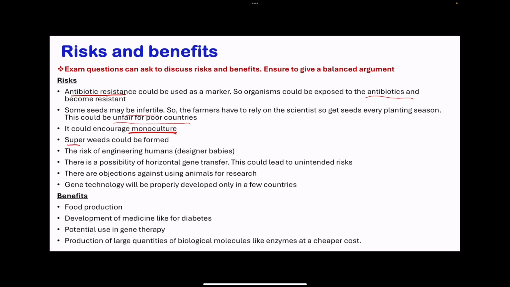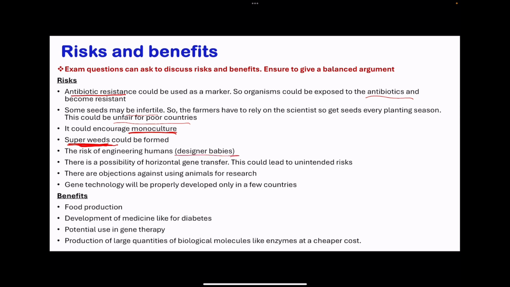It could also lead to creation of superweeds. This could be due to maybe horizontal gene transfer. A certain genetic advantage is going to be gained by weeds, and the weeds will no longer be destroyed by the herbicides. Then the weeds are going to grow and outcompete the plants in some areas, and this will not be good for farmers. Then also there is this risk of engineering humans, like designer babies.